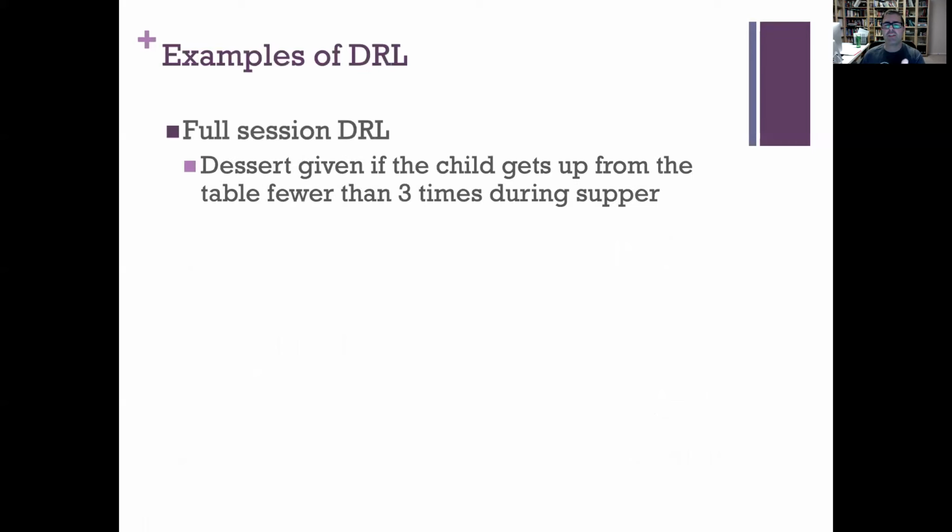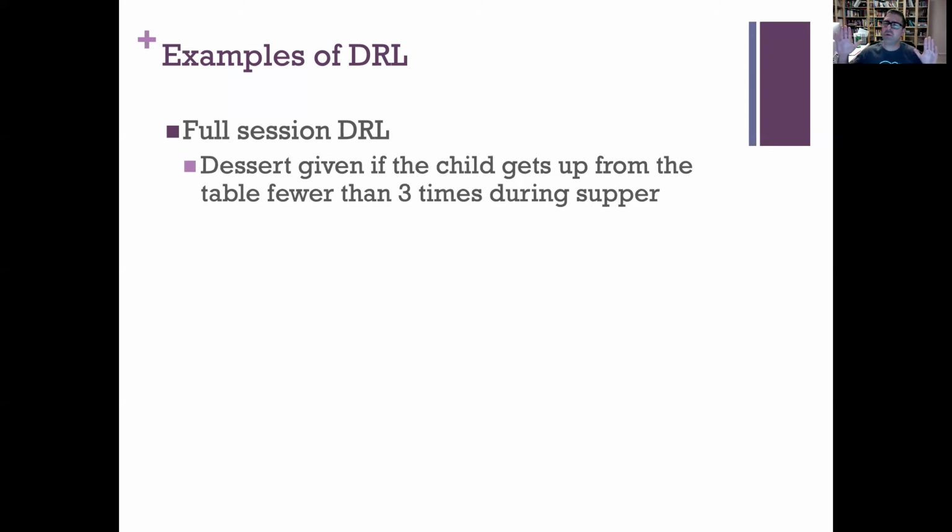So imagine a full session DRL. Dessert here is given if the child gets up from the table fewer than 3 times during supper. So again, it's a full session. Supper lasts, I don't know, an hour, 40 minutes. So it doesn't matter the timing of the response. As long as you don't get out of the table more than 3 times, everything will be fine. You get your dessert. But if you get out of the table more than 3 times, that's a problem.